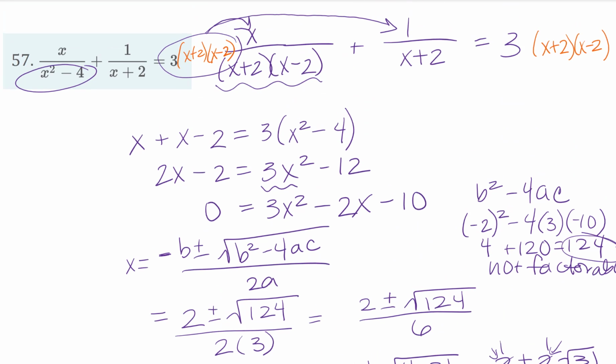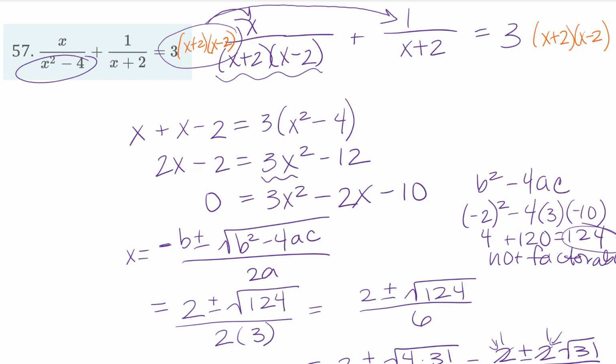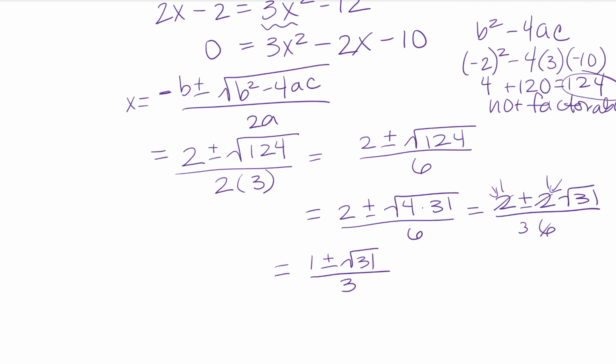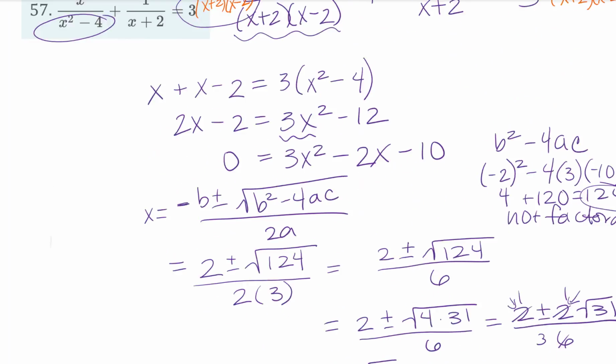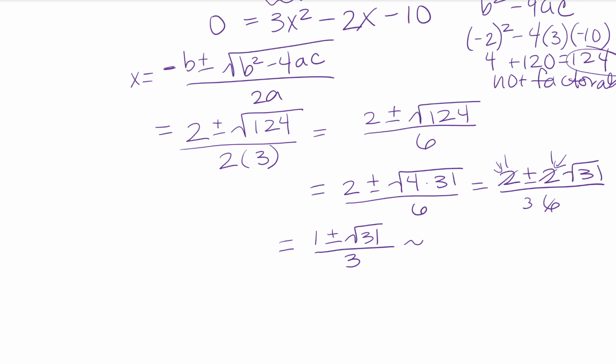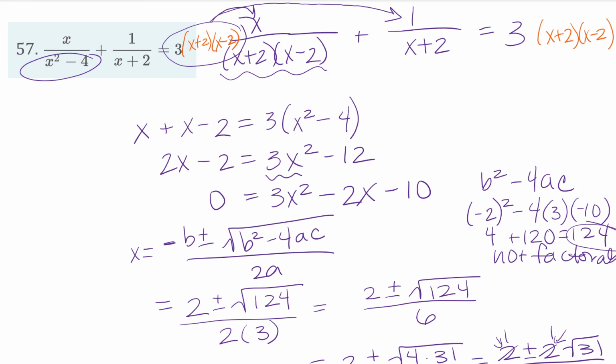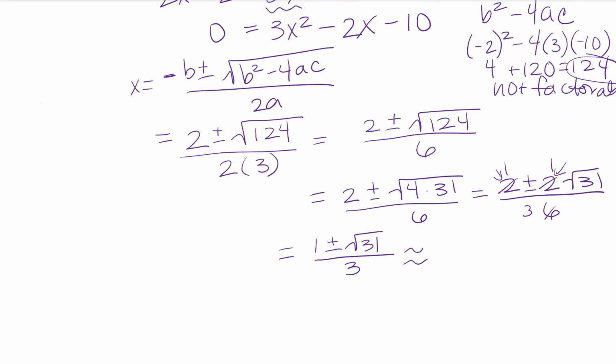So if you wanted to check this, as long as your answer is not 2 or negative 2, which those two answers in your original equation would make your denominator 0, you should be fine. If it ever came down to something that you would need to check, I would change this to a decimal just to make my life a little bit easier, and then plug it into your equation just to make sure you get a true statement.